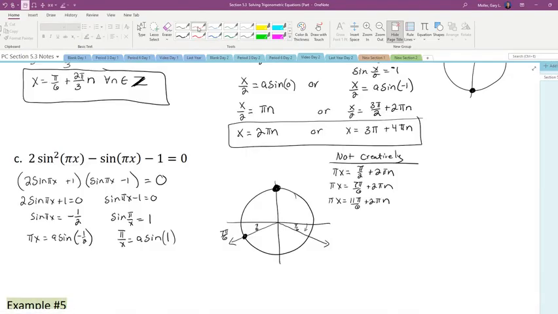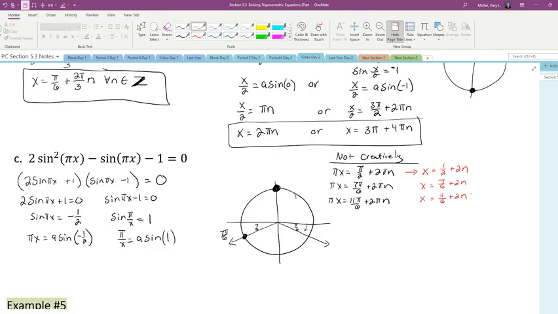Then I divide by pi, which gives me x equals, divide by pi, I get 1/2 plus 2n. I get 7/6 plus 2n, and I get x equals 11/6 plus 2n. Okay? However, I can be more creative in a couple of ways.